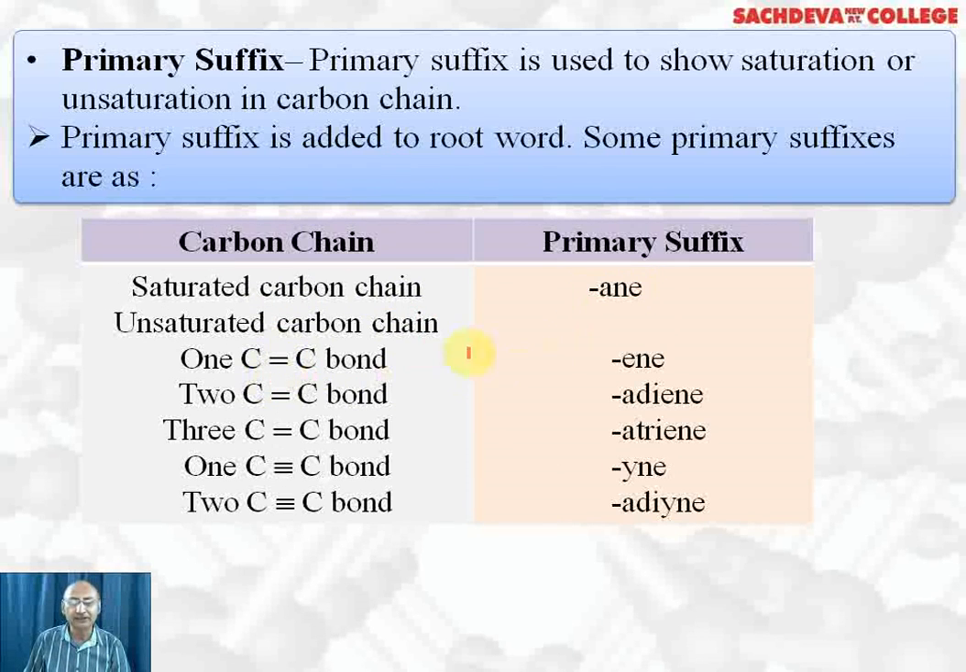If there is an unsaturated carbon chain containing one carbon-carbon double bond, the suffix is ene. If there are two carbon-carbon double bonds, we call it a diene. Di means two, ene means double bond. If we have three double bonds, we call it a triene. Triene means three double bonds. And one carbon-carbon triple bond is called yne. And two carbon-carbon triple bonds is called a diyne.